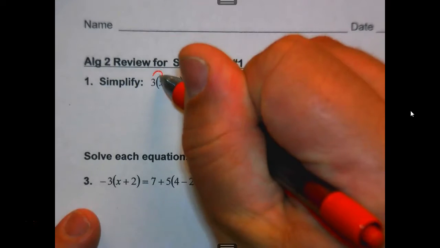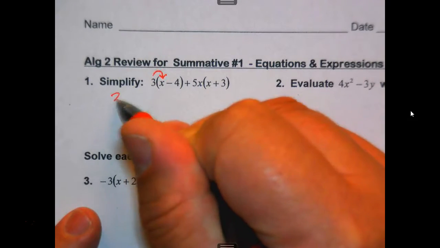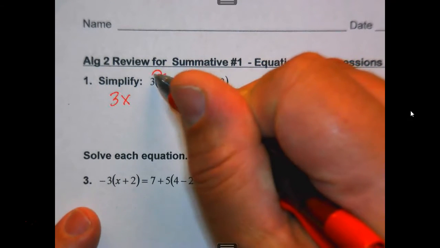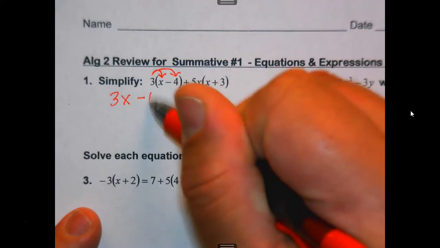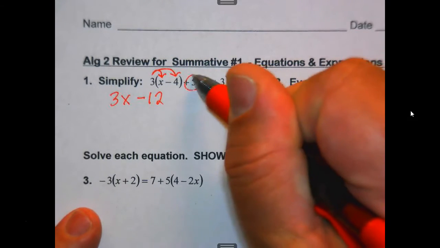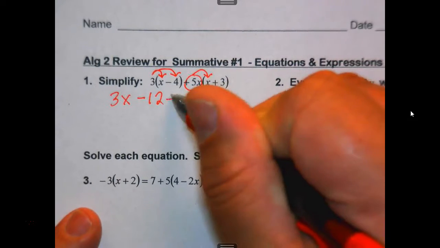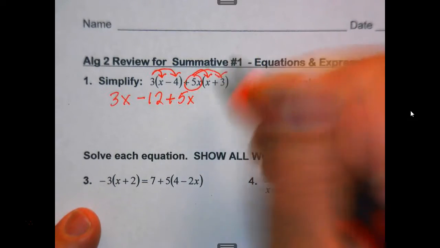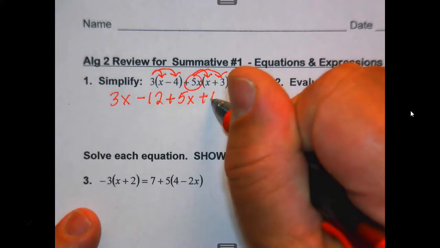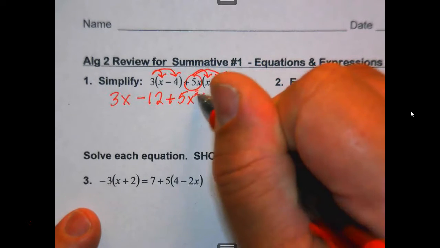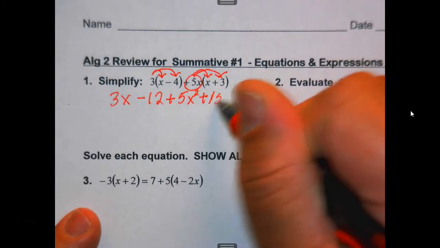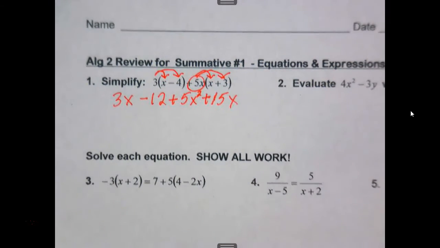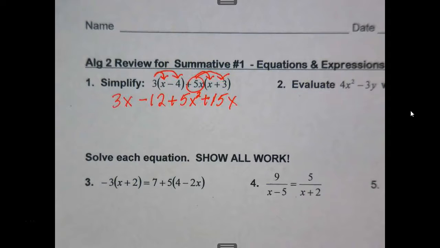So 3 times x is what? 3 times negative 4. Positive 5x times x. 5x times 3. Oh, I forgot the square. Okay. Now I still have to simplify, right?